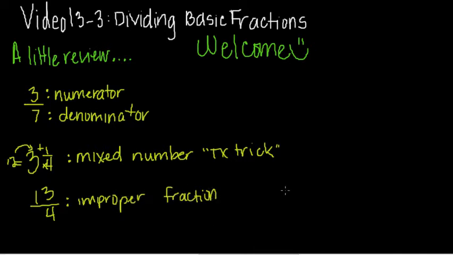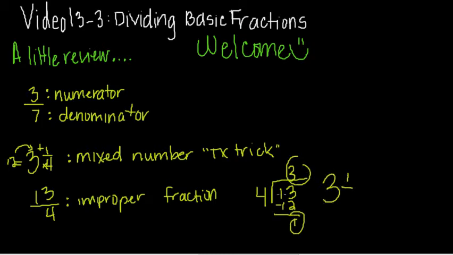My next question would be, how do you go from improper to mixed? Well, you divide. Okay, when you subtract, you get 3 wholes and 1 out of 4. Okay, that's our little review to help us succeed in this next concept.